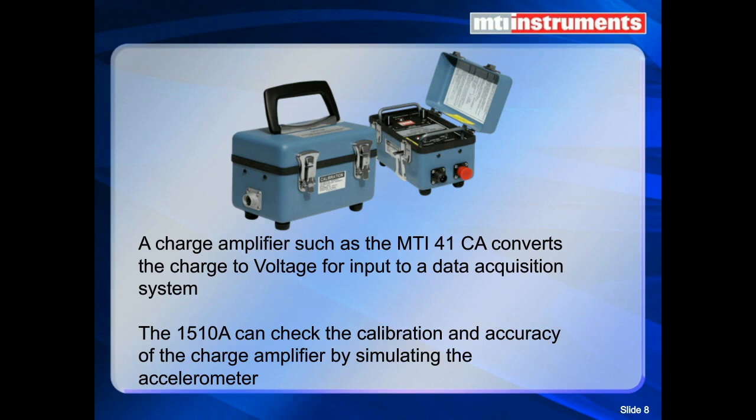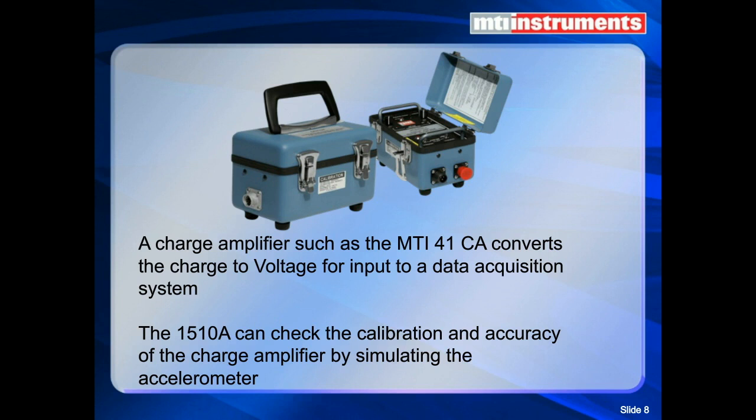Here we have a charge amplifier. This is called an MTI-41CA. It converts the charge picocoulombs per G output to a voltage. There are various different varieties of these out there. This one is a portable unit that's used in conjunction with balancing jet engines on the ramp or right at the airport. Quite often in power generation or machinery monitoring applications, you'll see smaller charge amplifiers that are bolted to the equipment close to where the accelerometer is located.